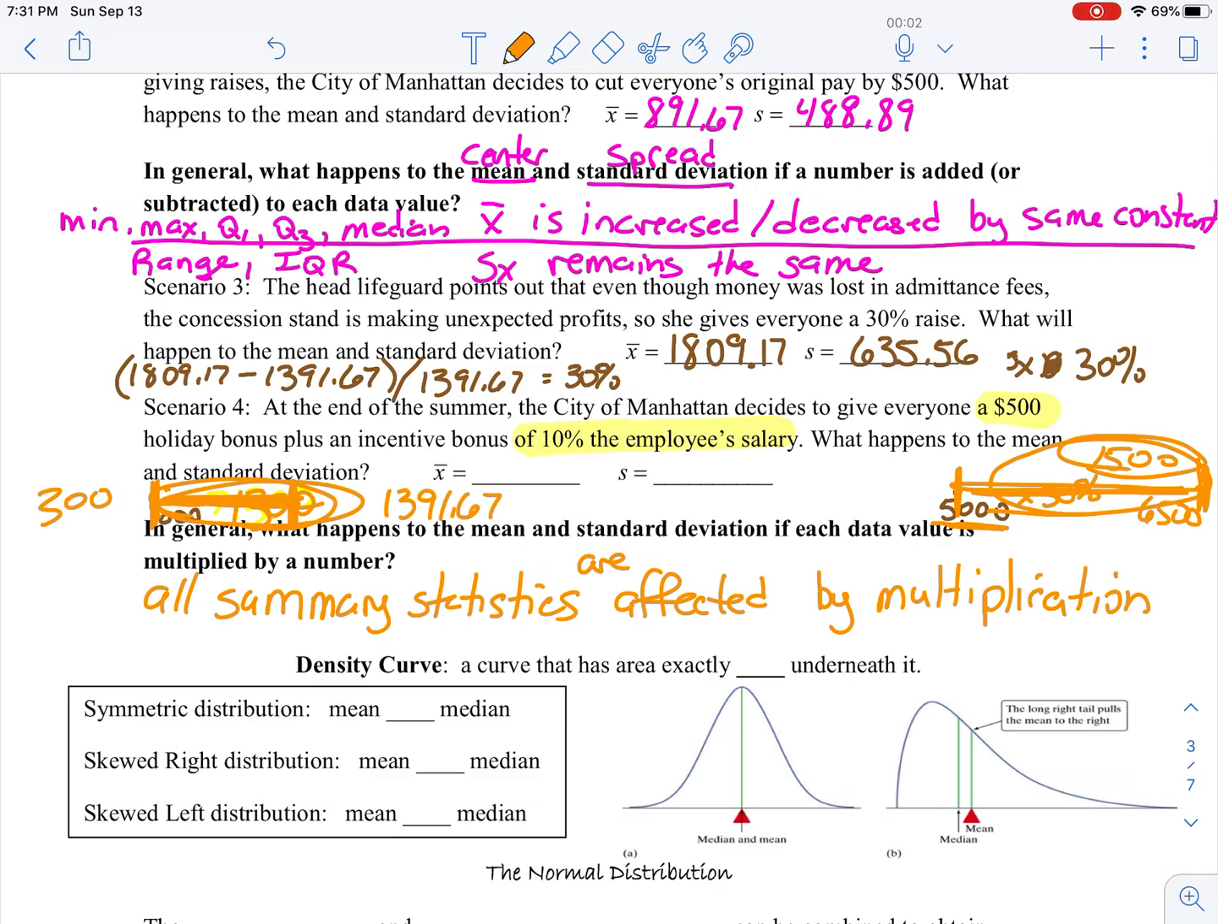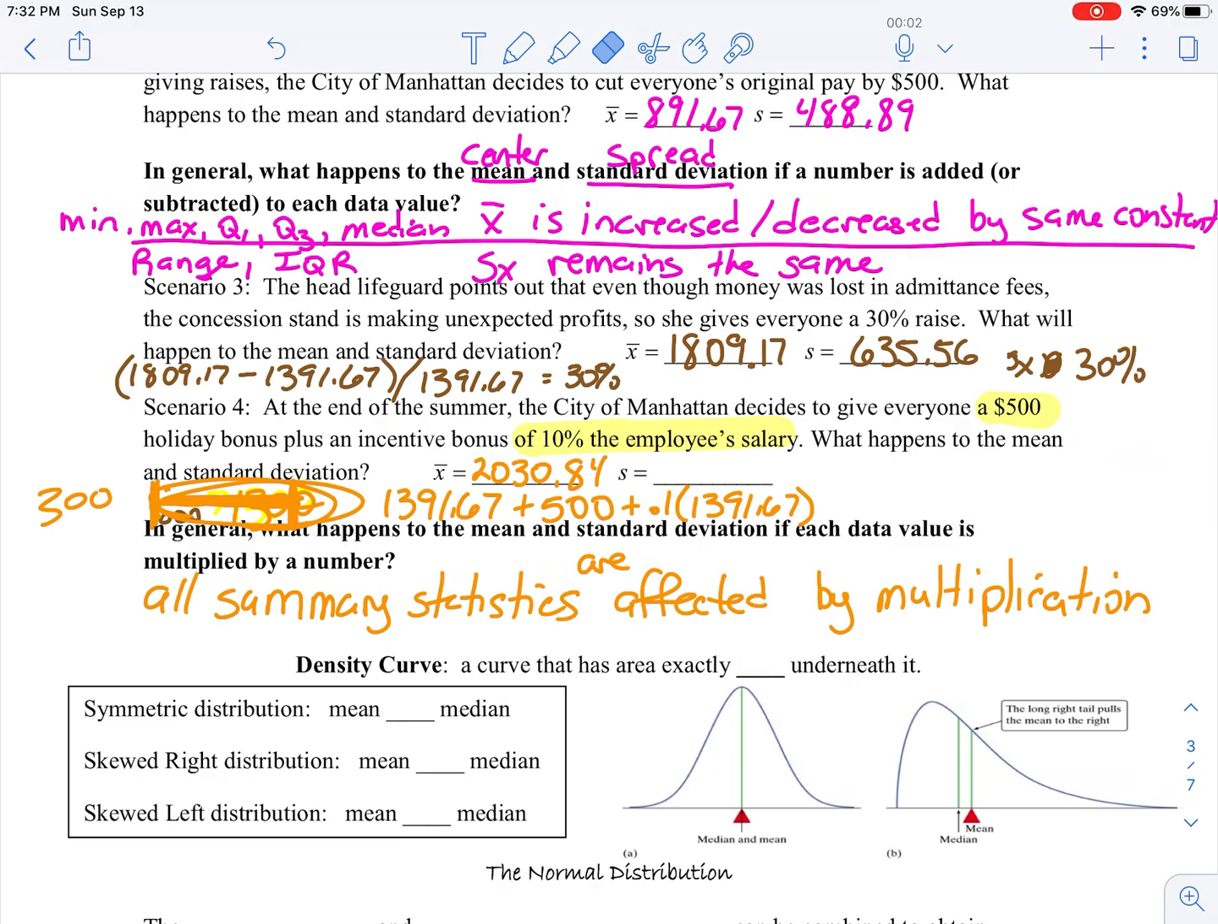1391.67. To that, everyone got a $500 raise. And then we got a 10% bonus, so we have to figure out what is 10% of 1391.67. If we add all of that together, we're going to get 2,030.84. Now, I'm going to grab my eraser tool and get rid of some of this stuff. If you don't have space to write it, you just have to find room.